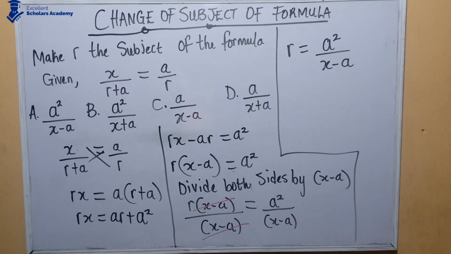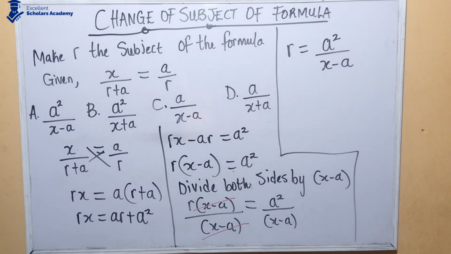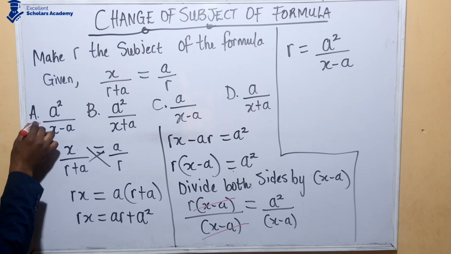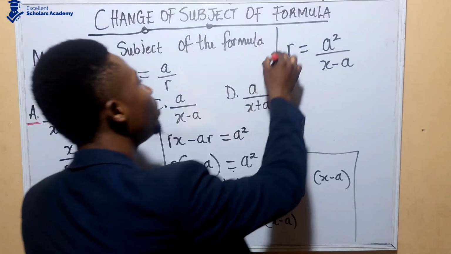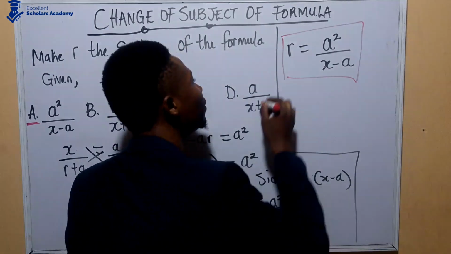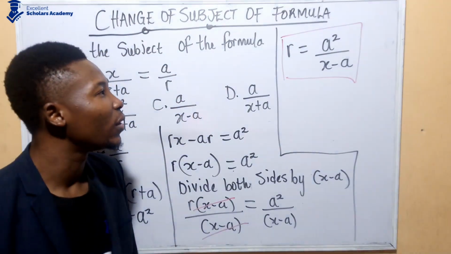All right. R squared is equal to A squared over X minus A. Now, which of these has that in our answer? Okay, option A. So option A is the correct answer. So making R the subject of formula here, you have R is equal to A squared over.